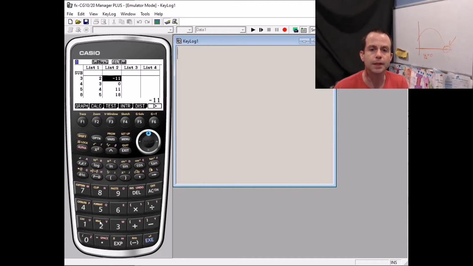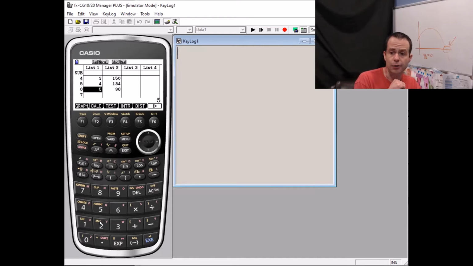And then in list 2, you want to put your y values. So that's going to be 5, 86, 134, 150, 134, and 86. Okay. You should make sure you end up in the same spot on both lists. Otherwise, you're going to get an error. Okay.